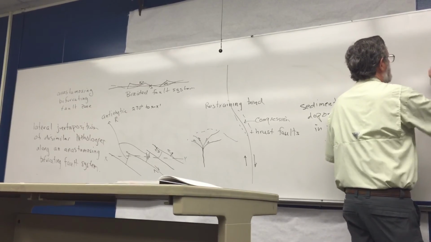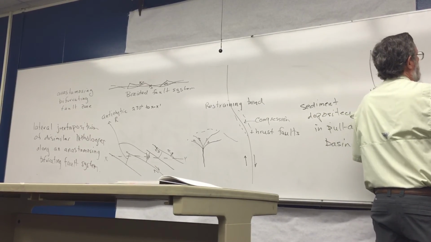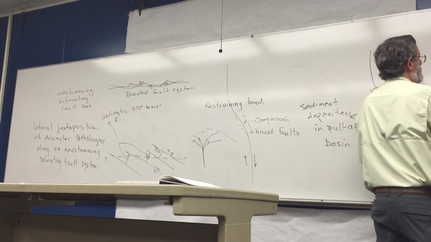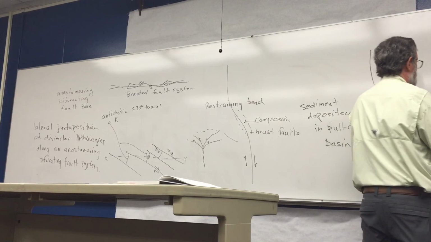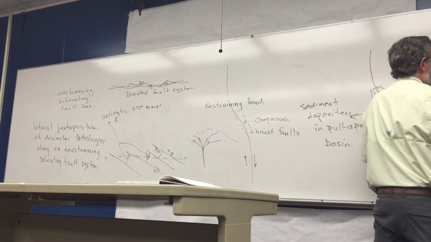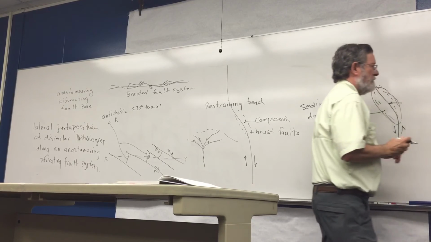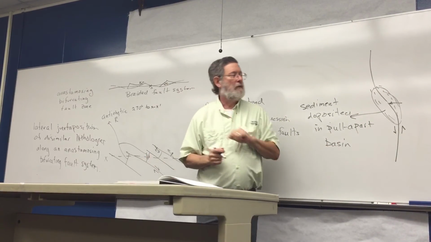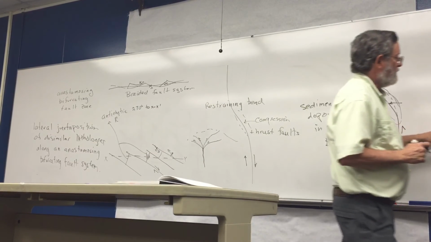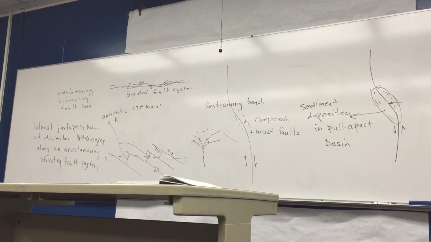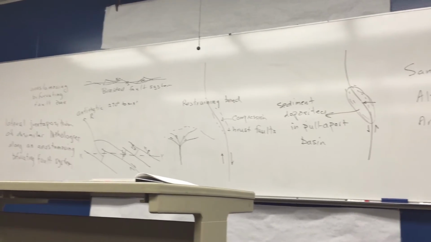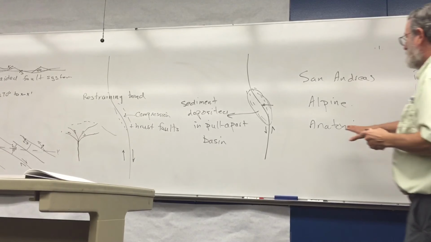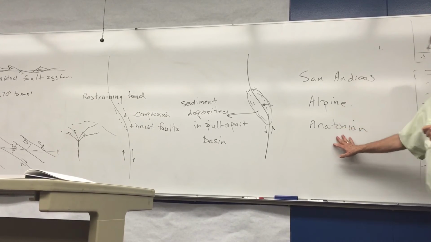would be San Andreas, the Alpine, that's in New Zealand, the Anatolian system that cuts through Turkey. The most recent big earthquake in the Anatolian system was near Izmit. In that system, roughly 30,000 people perished in that particular earthquake.